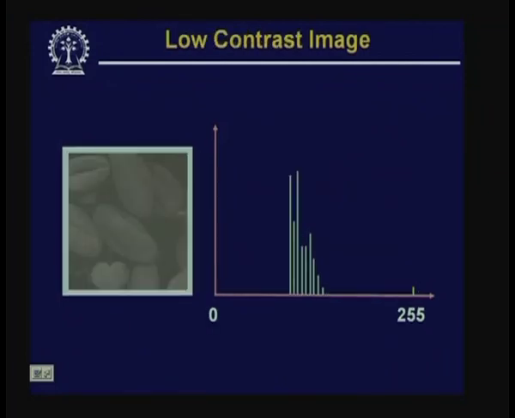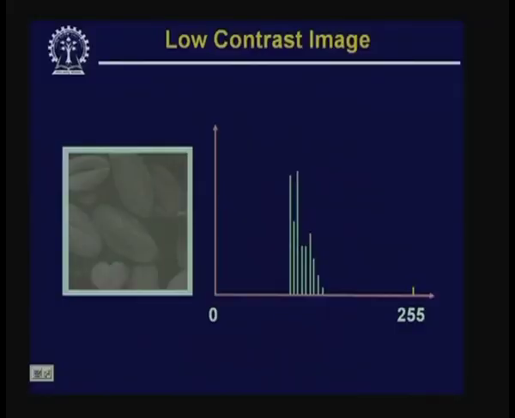Then the next image shows that here the image has pixels having intensity values in the middle range, but the range of intensity values is very narrow. As a result the image is neither very bright nor very dark, but at the same time, because the dynamic range of the intensity values is very low, the image contrast is very poor.